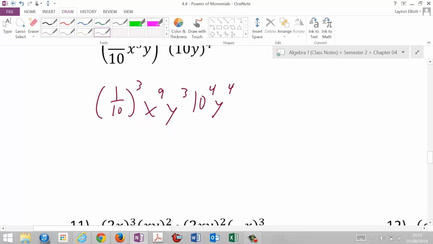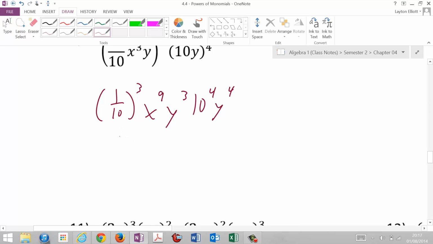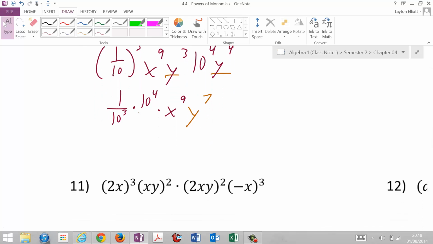Well, one trick about the 10 to the 3rd power, I'm going to actually make this 1 to the 3rd over 10 to the 3rd. Well, 1 to the 3rd is just 1, and 10 to the 3rd times 10 to the 4th. This can actually be very easy if you know how to deal with that, but I'm going to leave it here for now. X to the 9th, just leave the x to the 9th, and then I have y to the 3rd and y to the 4th, but I have to take care of that to make it y to the 7th.